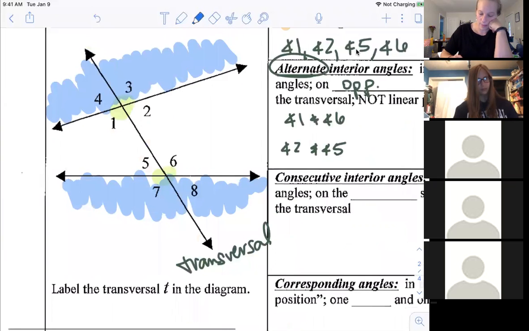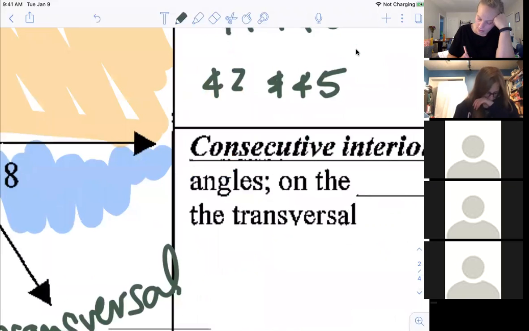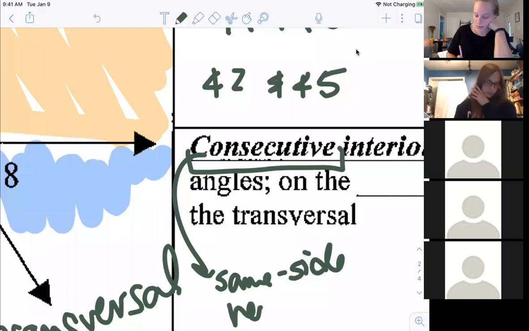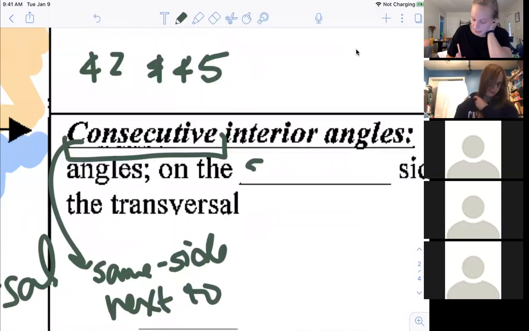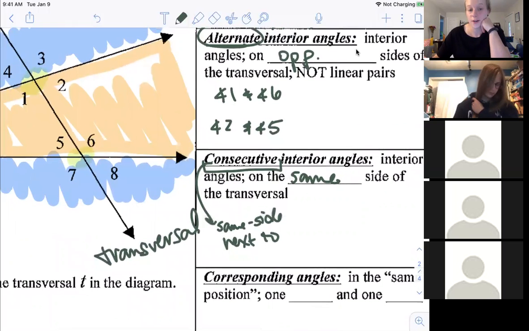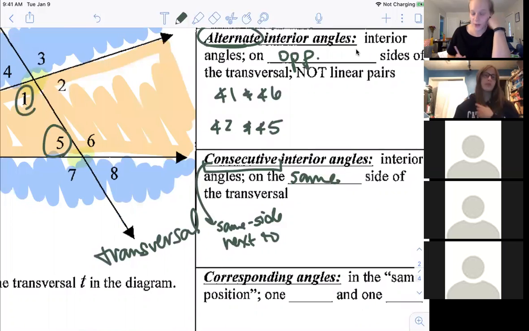All right, now while I'm on the interior, we're gonna do something called consecutive. Consecutive means that they're on the same side. This word right here is consecutive, and it means that they're on the same side, or I like to think of it as next to each other. So if they are consecutive interior, then they are on the same side of the transversal because they are next to each other on the interior. So I'll give you an example. I'll say 1 and 5 are consecutive interior angles.